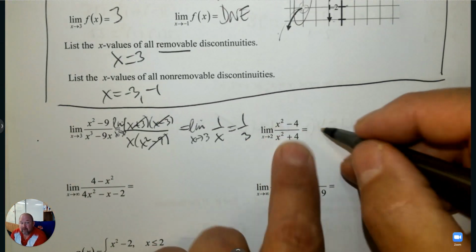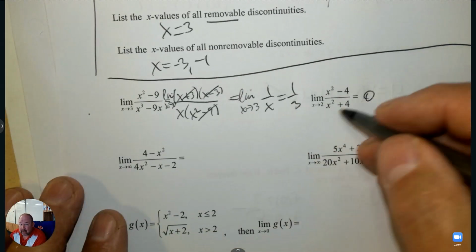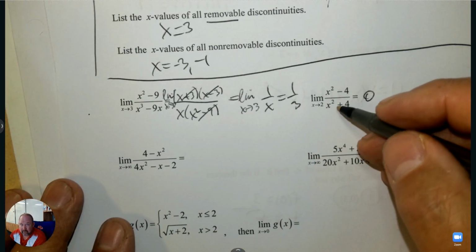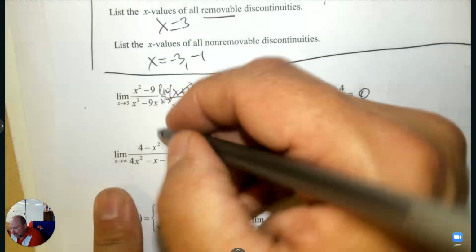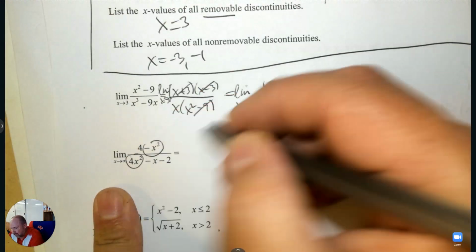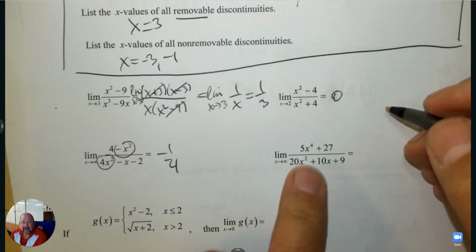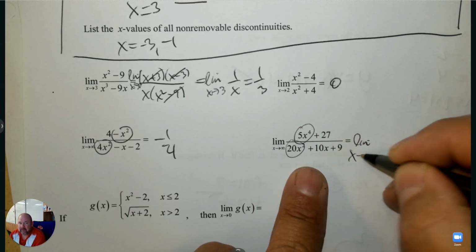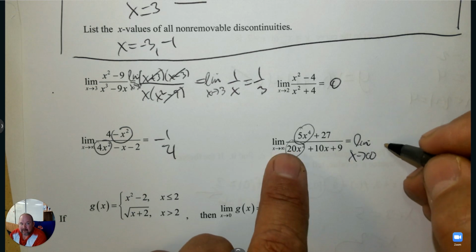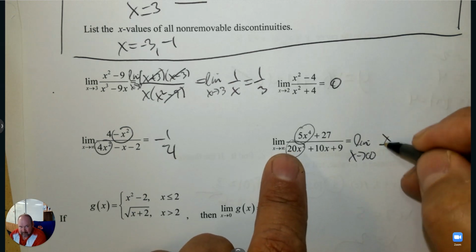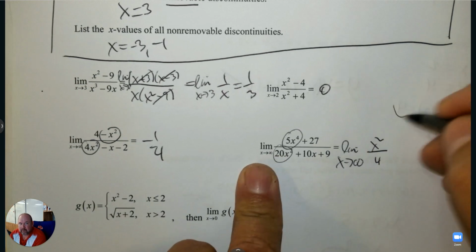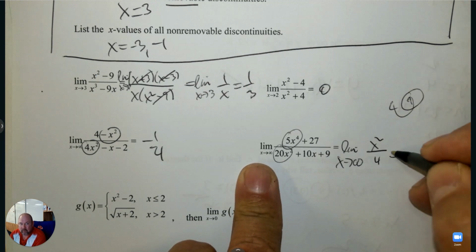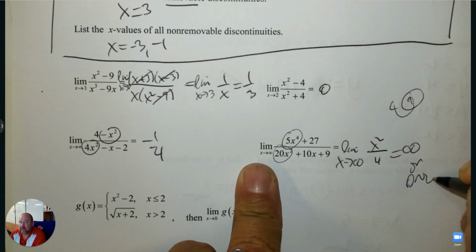Here you can plug in 2 and get the answer 0. It's not undefined because when you plug in 2, it's not 0 in the denominator. Here, end behavior question, so power term over power term gives me -1/4. Here, a little trickier, power term over power term. So if I write this out, it's a right end behavior question. If I simplify it, I get x squared over 4. This is just a parabola, and so the right end is going to infinity, or you can say it doesn't exist. Both are correct.